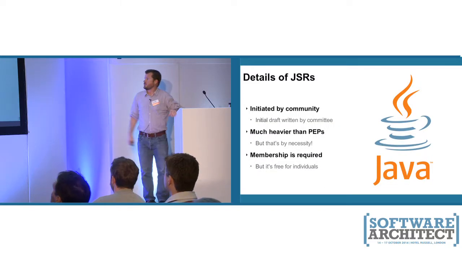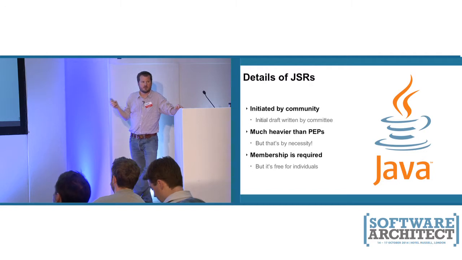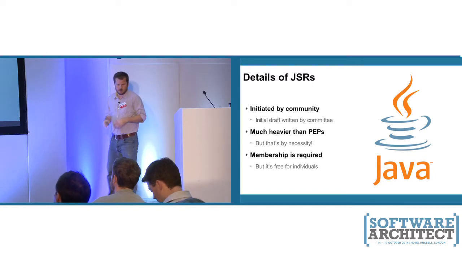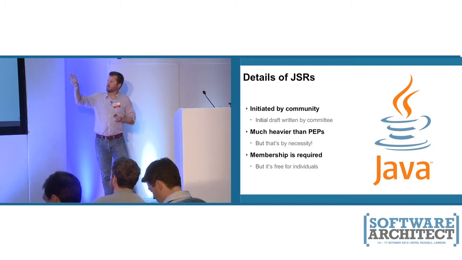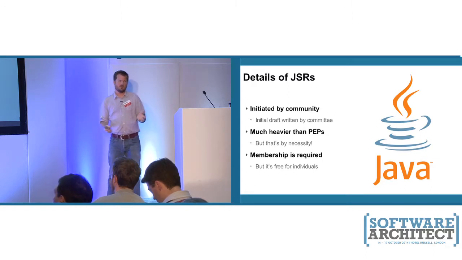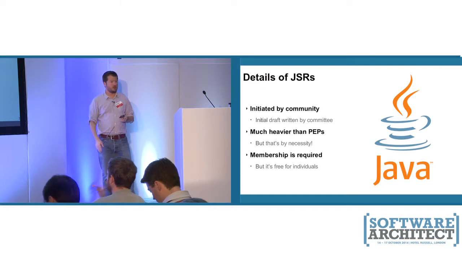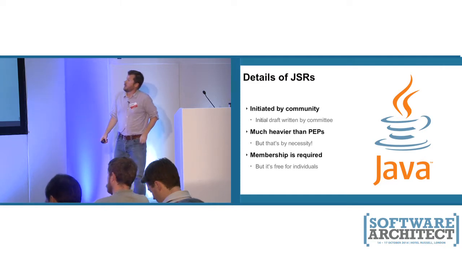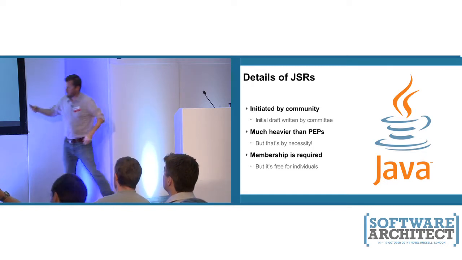Some of the details of JSRs, though, are quite different. It's initiated by the community, but an initial draft is written by a committee. So somebody may go into a mailing list or the community discussion list and say, hey, I think this is a good idea. But the first thing that's going to happen is that the Java community is going to set up an expert group that takes that and they write the first draft of whatever the design document is going to be. This is different from PEPs. In a PEP, it's just written by whoever sort of decides they want to write it. JSRs are much heavier than PEPs, but this is maybe the most important part here.